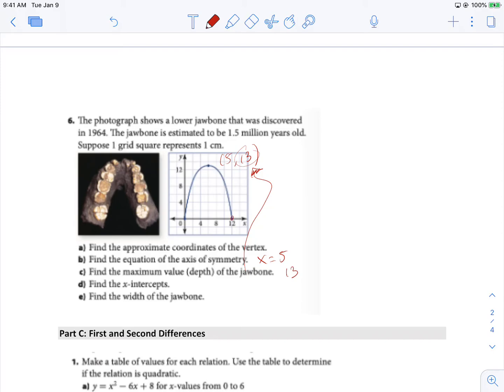Find our x-intercepts. One is right there, one is right there. So what are they? One is at 0, 0. The other one is at 12, 0. So find the width of the jawbone. Well, you can look at it right here. How wide is that distance? It goes from 0 to 12, so it's about 12 centimeters.